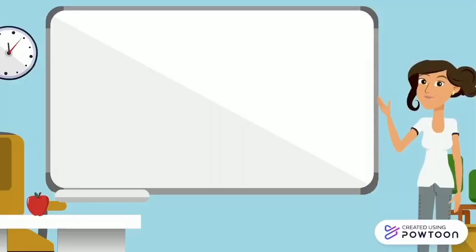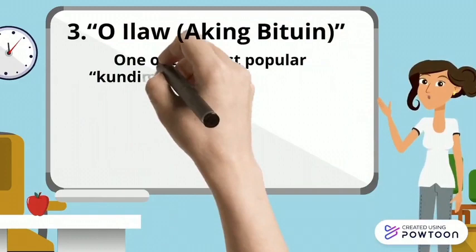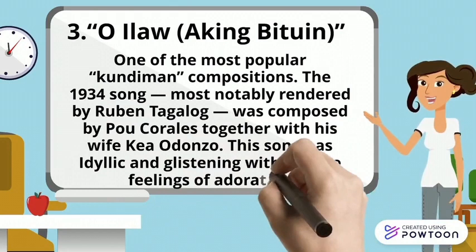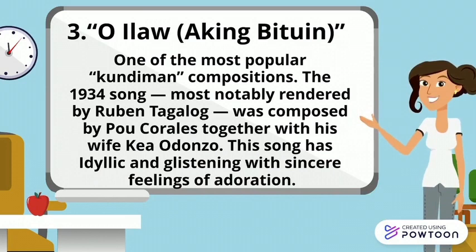Third one is O Ilaw or Aking Bituin, one of the most popular Kundiman compositions. The 1934 song, most notably rendered by Ruben Tagalog, was composed by Pau Corrales together with his wife Kea Adonso. This song is idyllic and glistening with sincere feelings of adoration.